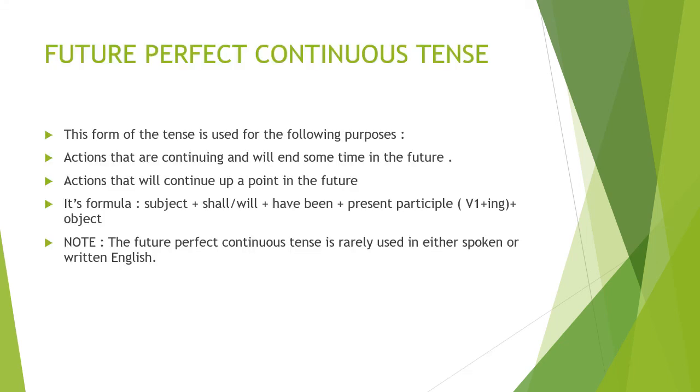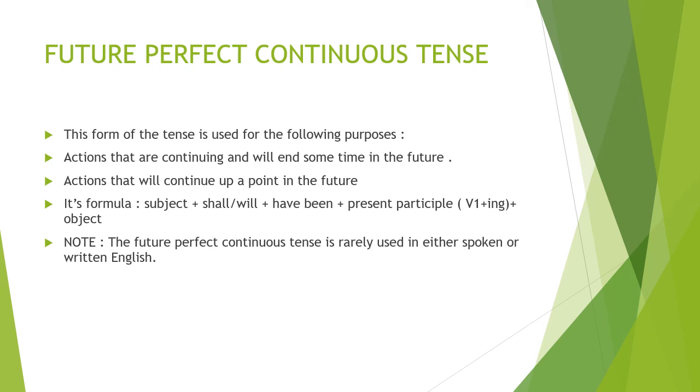Future perfect continuous tense. This is the last form of future tenses. This form of the tense is used for the following purposes. Actions that are continuing and will end sometime in the future. Means it is not known at which exact time it will end. It is expected that after some time or at the end of the time it will be finished. Actions that will continue up to a point in the future.